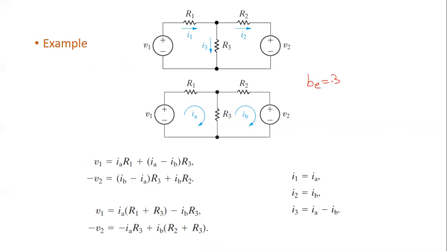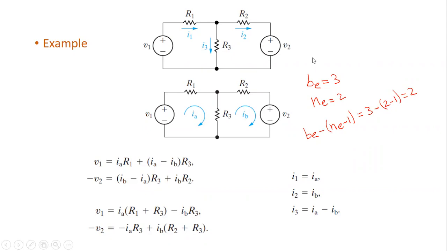So we have 3 branches. How many essential nodes do we have? 2. Okay, so the formula says BE minus NE minus 1. So BE is 3 minus 2 minus 1, it will be 2. So I need 2 equations to solve this circuit using mesh current analysis.